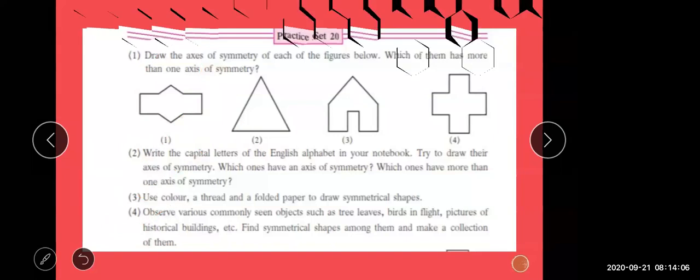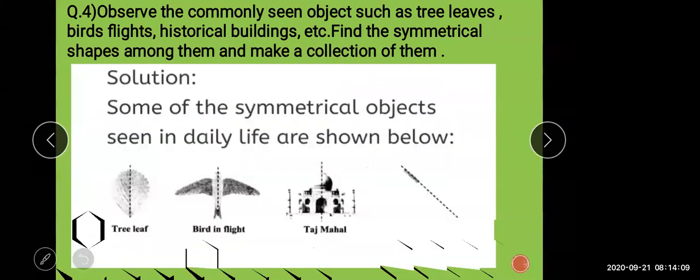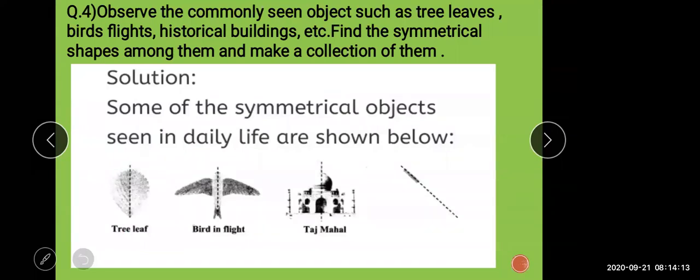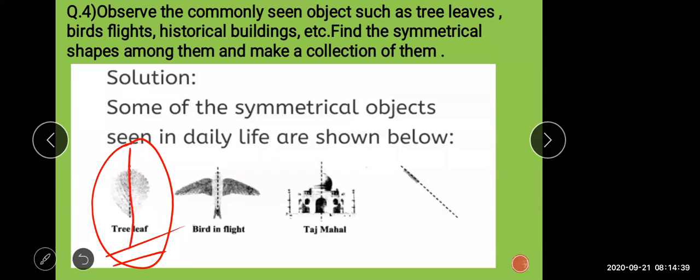Okay, look at here. Our question and its solution. See the objects which are the tree leaves. Look at here, tree leaf. Some of the symmetrical objects seen in daily life are shown below. Generally, these pictures are what we see in daily life. Look at the tree leaf. The tree leaf is divided into two exact parts. One is the left side and one is the right side. This vertical line divides it into two equal parts. It means it's a symmetrical object.